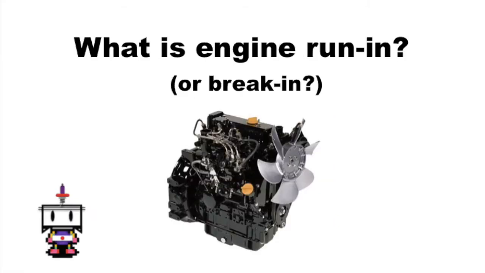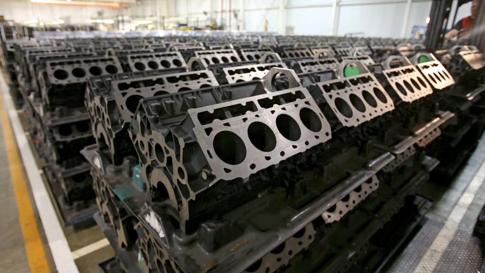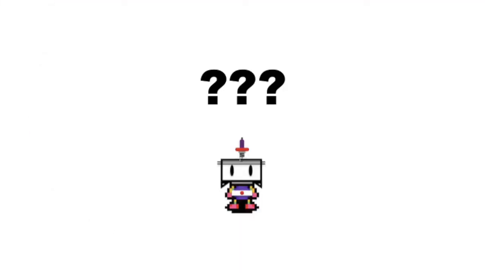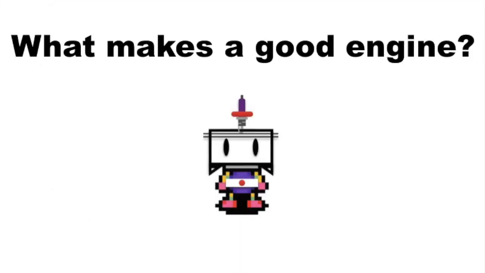So getting right into things, what is engine running? Well, very simply put, and I'll explain in more detail later, when parts are newly manufactured, they're not quite the appropriate finish when it comes to optimum engine running. What do I mean by this? To understand this, let's look at two aspects of an engine that makes what we'd call a good engine.